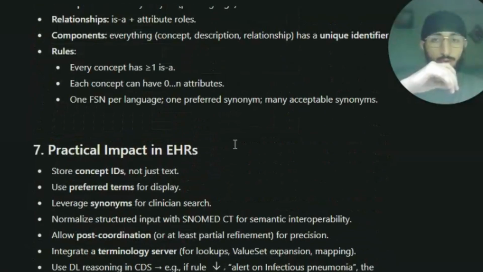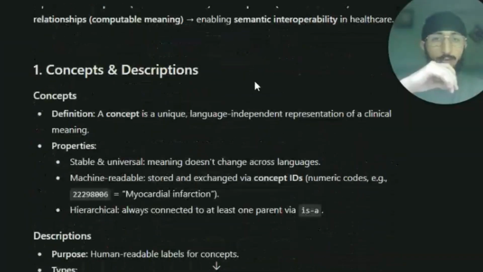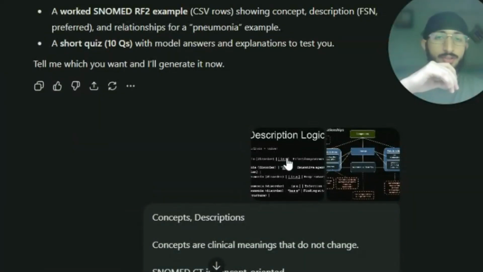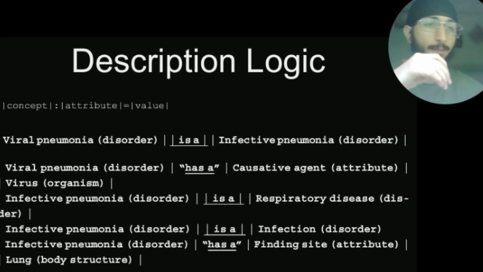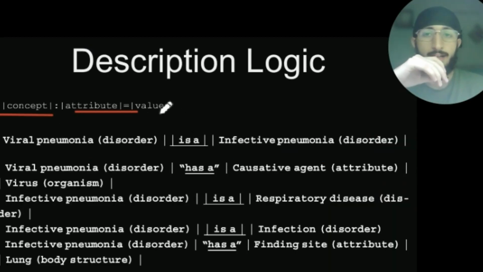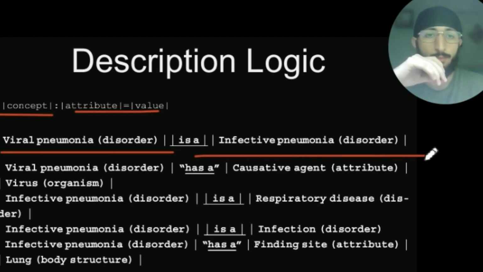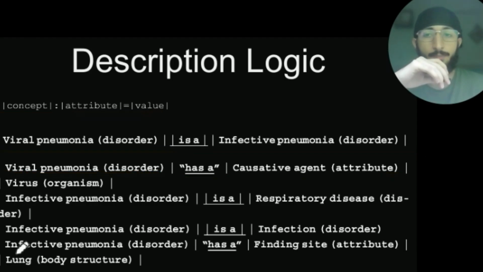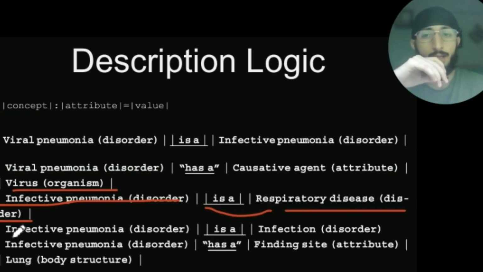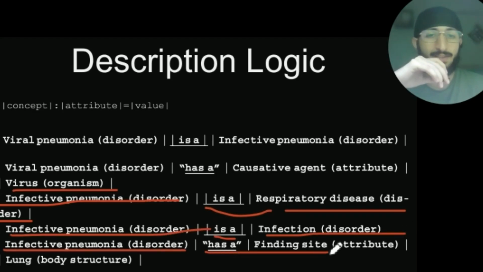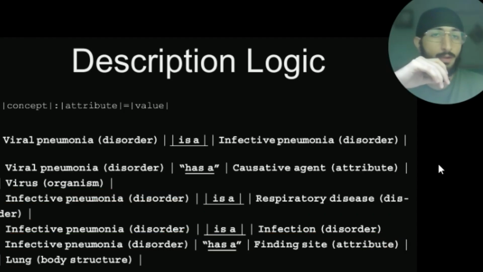Now the images. Let me go over the images that I have uploaded. So this is the first image. This is the description logic. This is the example that we have. I'll show you concept, and then attribute and value. Viral pneumonia disorder is an infective pneumonia disorder. Viral pneumonia disorder has a causative agent attribute, virus organism. Infective pneumonia disorder is a respiratory disease disorder. Infective pneumonia disorder is an infection disorder. Infective pneumonia disorder has a finding site attribute, lung body structure. So this is how we define the description logic.